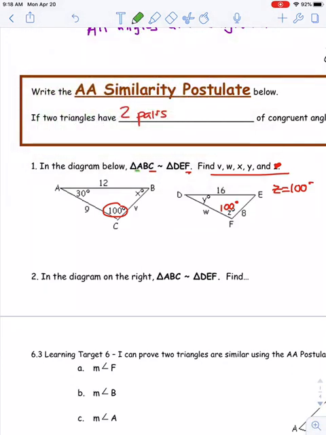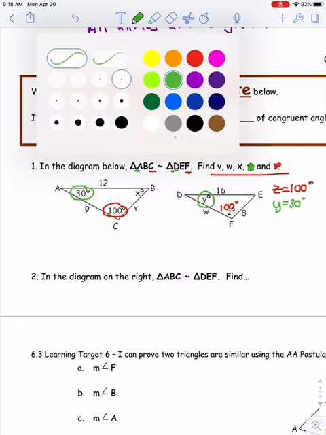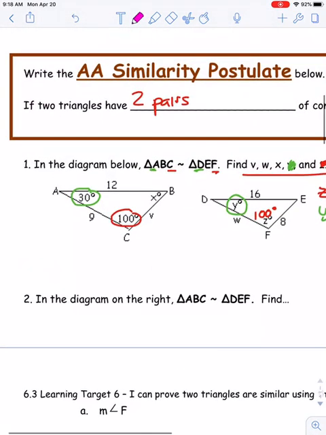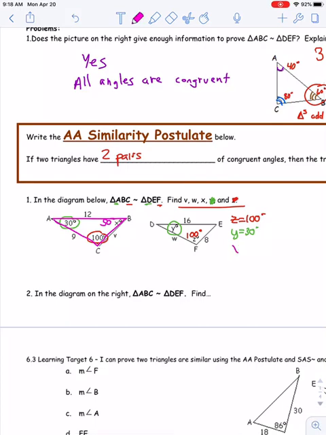Next up, A is the first letter, D is the first letter. We know that those are corresponding. So Y must also be 30 degrees. Now, we can use the triangle sum theorem, and x now has to be 50 degrees because the whole triangle adds up to 180. So just using some facts about congruent angles, we can immediately find x, y, and z. Angles are congruent. Sides, on the other hand, are proportional. And this is going to be a huge punchline moving forward.